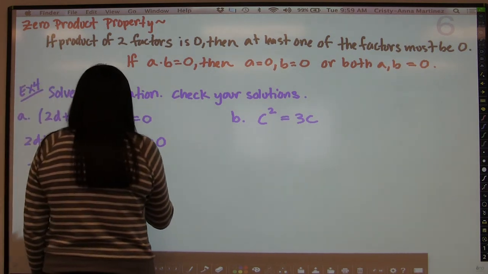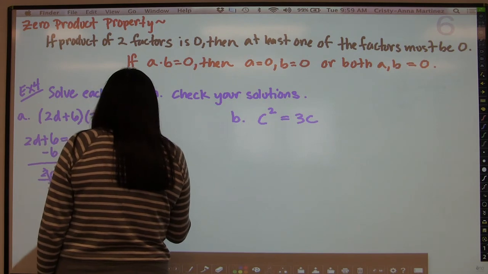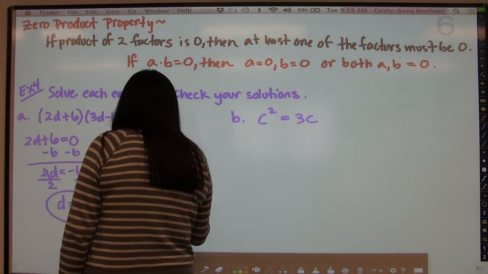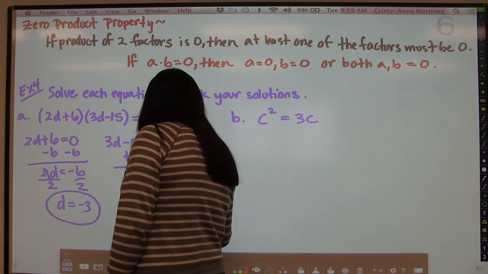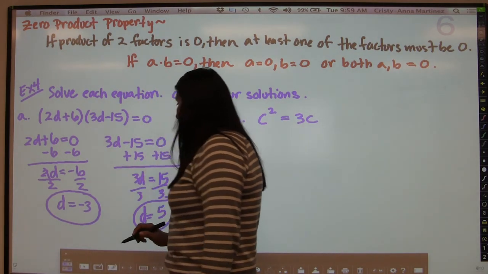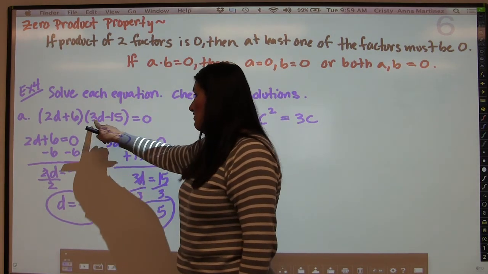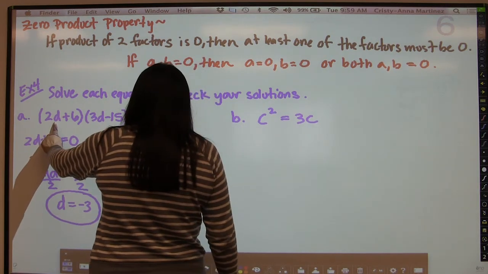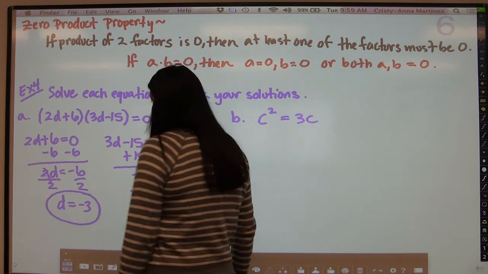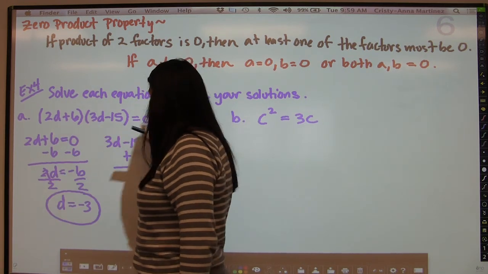And then over here we're going to add 15 to both sides and get 3D equals 15, divided by 3. And then also D could equal 5. So it basically tells us that if D equals 5, then we're going to get 3 times 5 is 15, and 15 minus 15 will be 0. Over here, 2 times 5 is 10, and 10 plus 6 is 16. But it doesn't matter, because if this is 0, then 0 times 16 will equal 0.